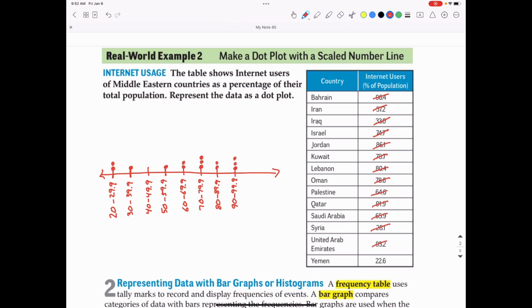And when I finish my dot plot with the scaled number line, you can see that it looks about like this. This data does have a real-life meaning. It is the internet users of Middle East countries. So this one can be given a title, so we'll just title it that, Internet Users of Middle East Countries. And the data is represented as percentages of the population, so I'll put that as the title of the bottom of it, percentage of population. And that is a dot plot with a scaled number line.